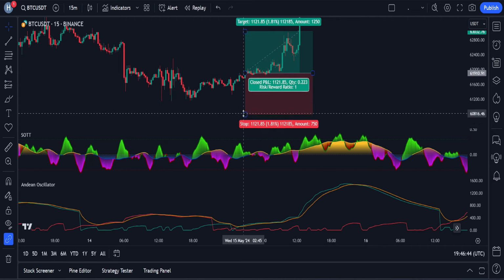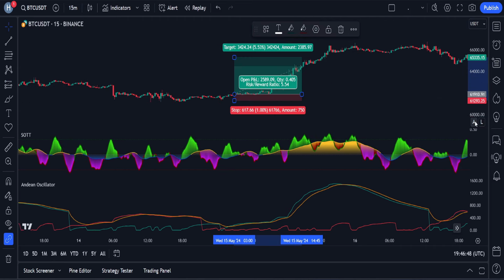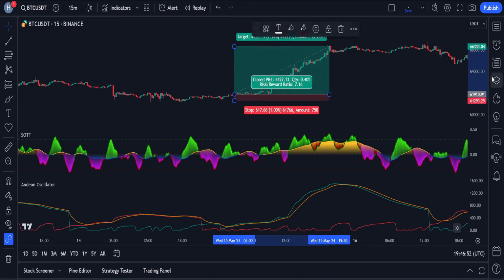You can set the stop loss below the previous swing low. And this is a profitable trade, as you can see.